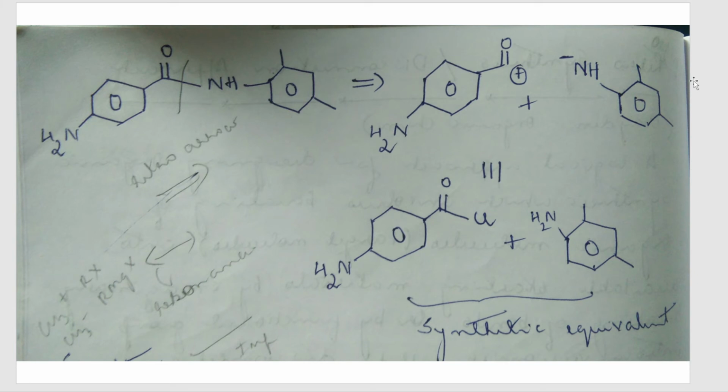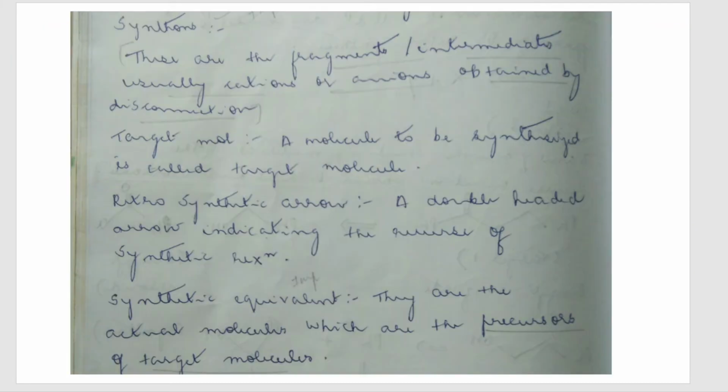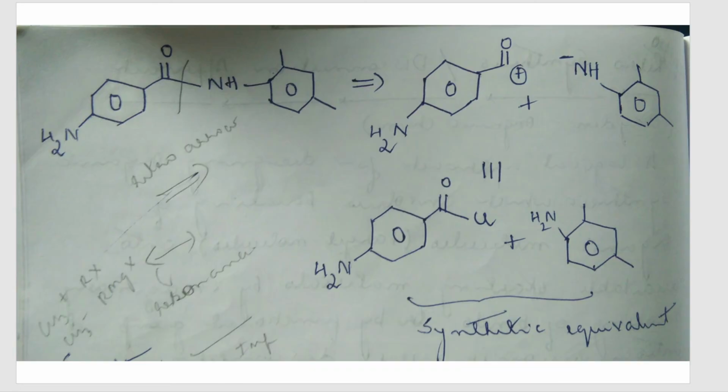That is, these are the synthons, but the original form in which the synthons might have existed is nothing but your synthetic equivalent. So what is the definition of synthetic equivalent? They are actual molecules which are precursors of the target molecule. Now these are actual molecules or reactants. We have arrived at the reactants now. So these are the actual molecules from which this target molecule was formed initially. So this is nothing but the synthetic equivalent.